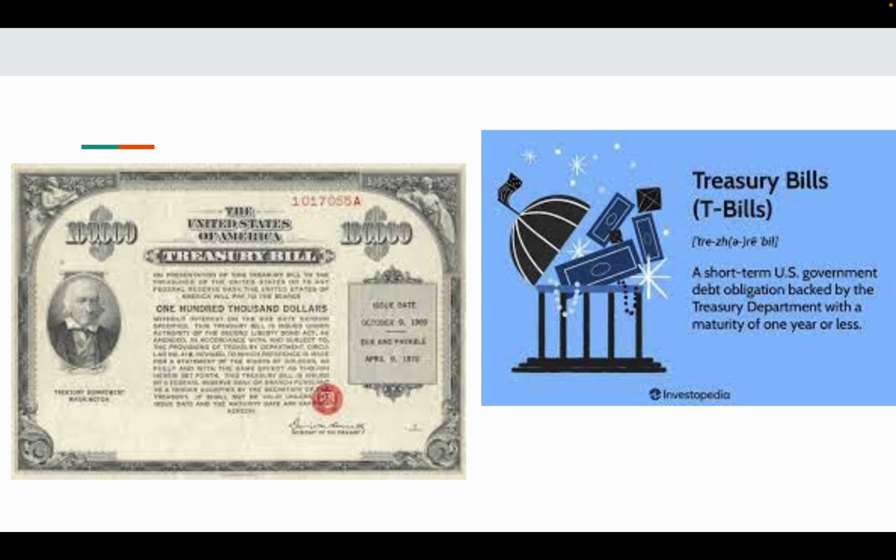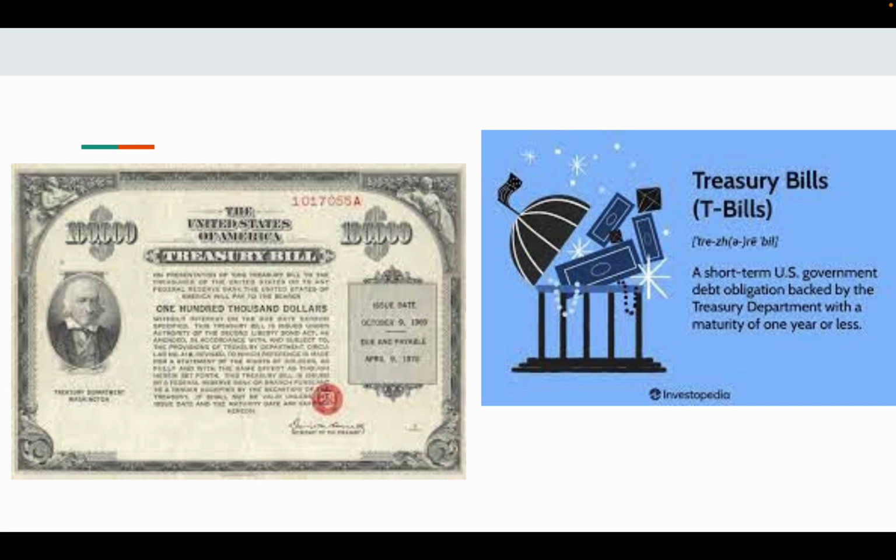So let's say you want to do a $100,000 T-bill, like the one that's on the screen here. You may not give $100,000. You may only give, let's say, $99,000. And then at the end of the year, when you want to cash in your T-bill, that's when you get your $100,000. So you're actually paying less, and then at the end of it, you're going to get your interest at the face value.